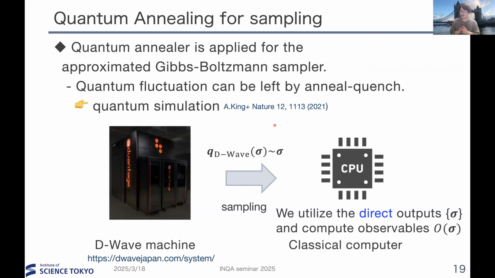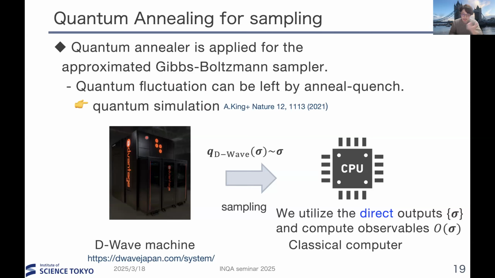So let's organize our idea. We also show another example of quantum annealing for sampling. As we know, the quantum annealer is applied for approximated Boltzmann sampling. So quantum fluctuation can be left by annealing quench. The approximation is quantum simulation.